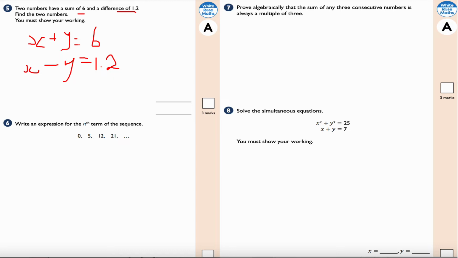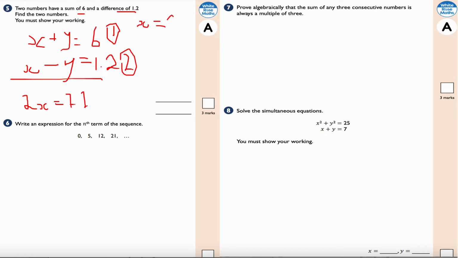Obviously I don't know a lot of information at the minute here, so I'm basing it on what I'm actually given. So I'm going to solve this pair of simultaneous equations by adding both equation 1 and equation 2 together, x plus x is 2x. The y's cancel. 6 plus 1.2 is 7.2. Dividing that by 2, I get x is equal to 3.6.